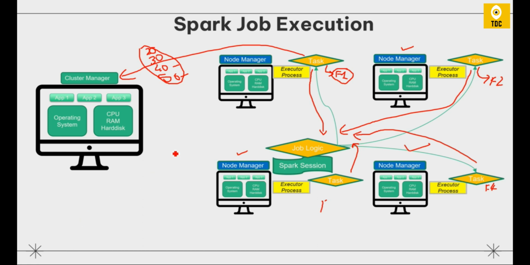Basically this is the power of using distributed computing. If a job is taking 1 hour, and you distribute it across multiple nodes, it might take 10 to 15 minutes because the workload is distributed. That's how the Spark architecture works in a distributed manner.